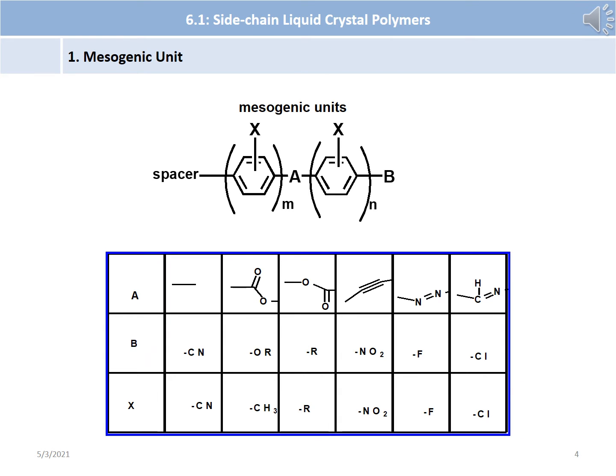Now, let's discuss each important component in side chain polymer liquid crystals. We start with the mesogenic unit and its influence on the mesomorphic property. A template structure for possible mesogenic side chain units is shown on the slide. The possibilities of A, B and X are listed in the table, and M and N are usually 1 or 2.